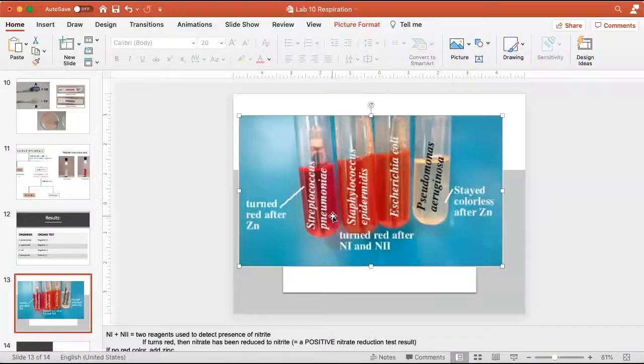Now, it gets a little trickier with the other two. The Streptococcus pneumoniae tube stayed colorless after reagents A and B were added. So we put some zinc in, that's the Zn, and it turned red. Nitrate reduction negative.